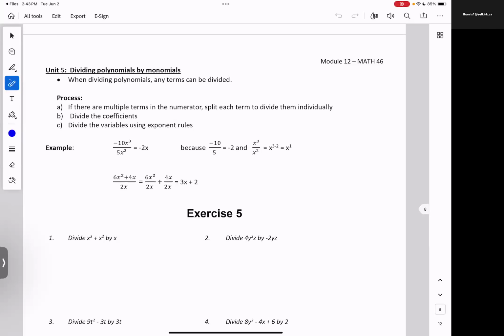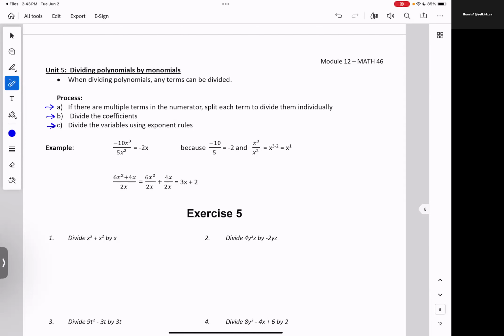Moving on to dividing polynomials. If you have multiple terms in your numerator, first you're going to want to split them up, so you can just individually divide them by your divisor. Then you're going to divide out your coefficients and then your variables, kind of like multiplication.